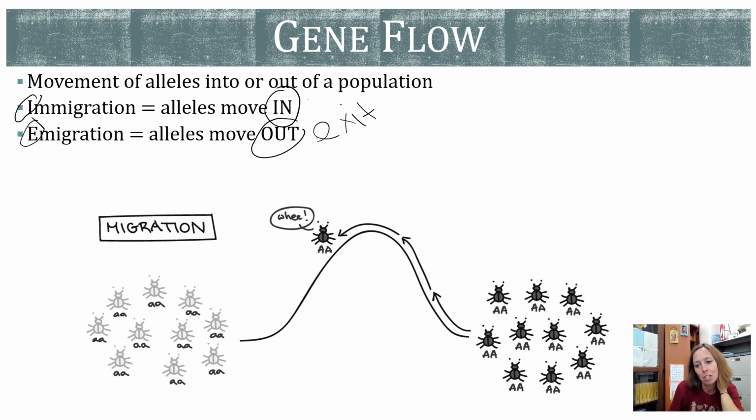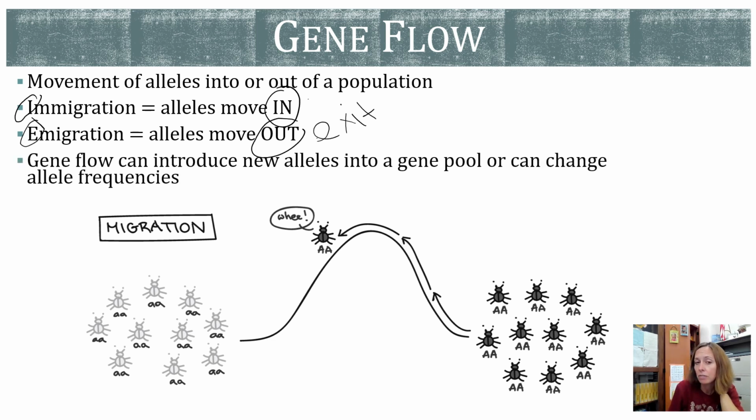Immigration in, emigration exit. The gene flow is going to introduce new alleles into the population, and that's going to change our allele frequency. When new alleles are introduced, that can cause evolution to happen. So we have them either coming in, immigration, or leaving, emigration.